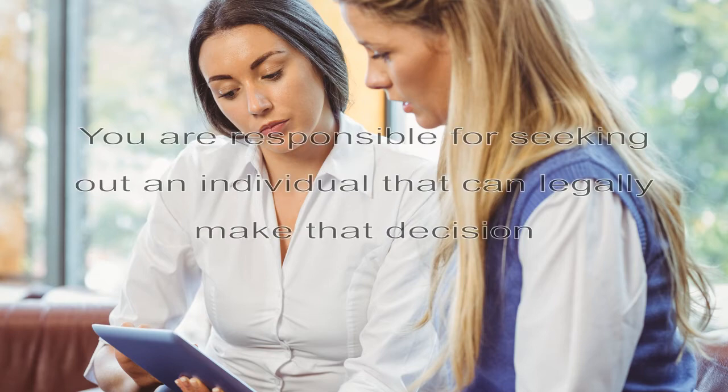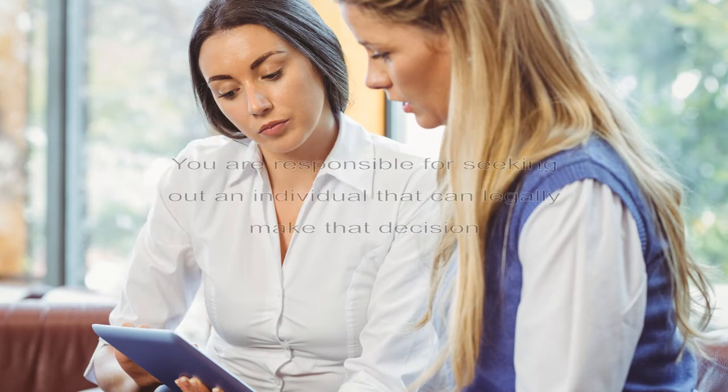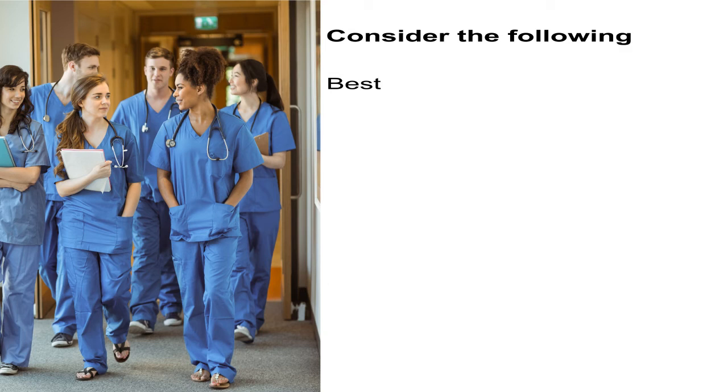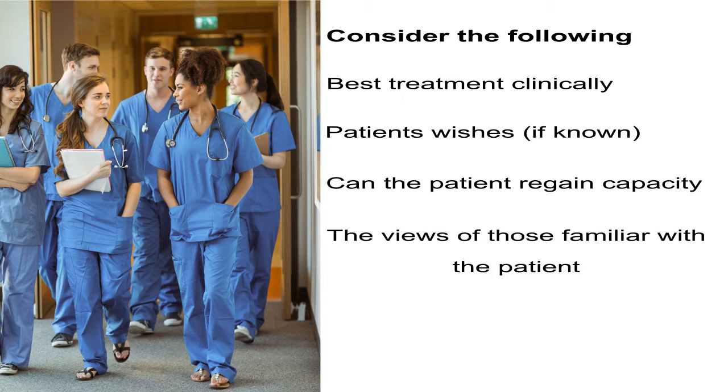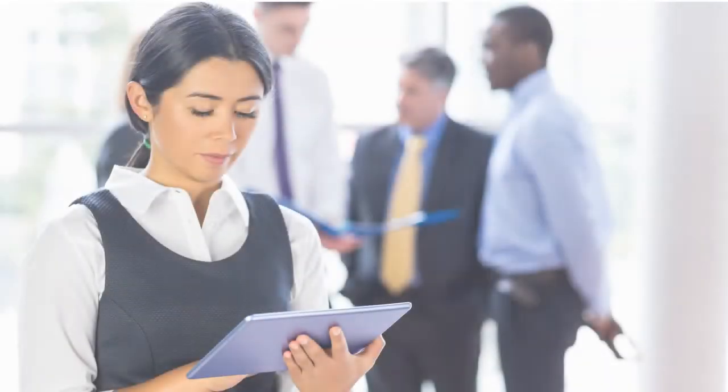In the case that an adult lacks the capacity to make a decision, as a medical professional, you should seek out the consent of the person who can legally make that decision for them. If no such person exists, you'll have to decide what is best for the patient. When doing this, consider the following. Which treatment will be clinically most beneficial? The patient's previous wishes? Could the patient regain capacity to consent to any decisions? The views of those familiar with the preferences of the patient? And finally, the views of medical staff who may have been involved with treating the patient.